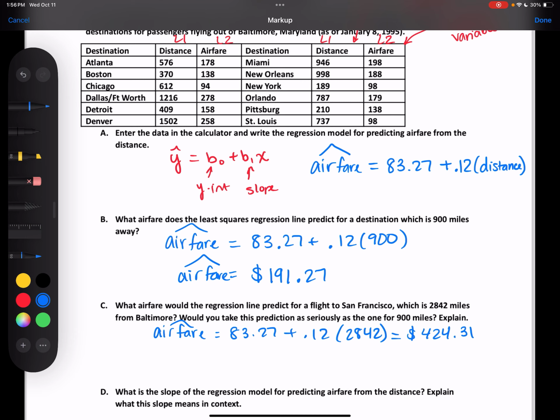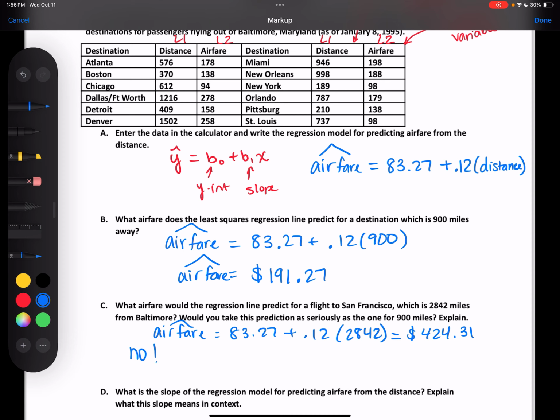So, would you take this prediction as seriously as the one for 900 miles? It's a yes or no question. No. I don't see why not. I say yes, but I don't know why. Alright, so Josh says no. Peyton says yes. I just kind of want to see which one's right. You say yes? Alright. The answer is no. And I'm going to explain why.